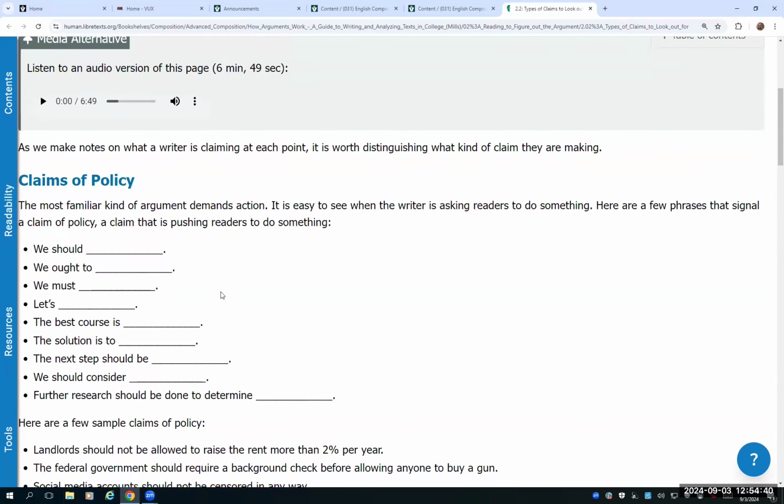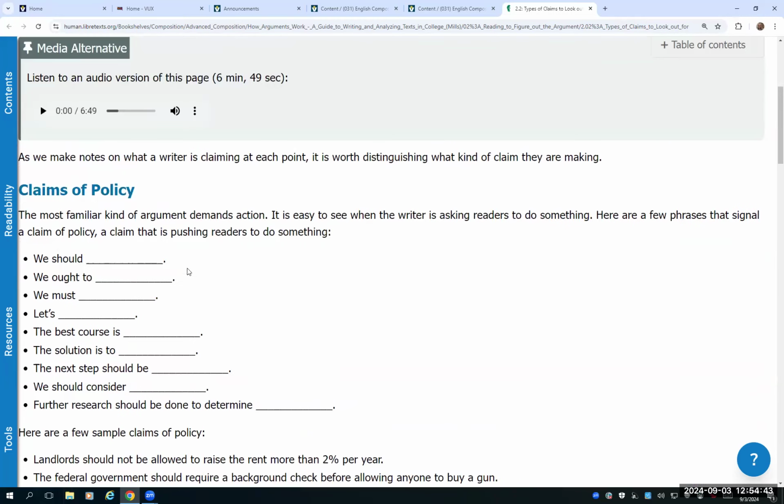So when you're reading an article, if you see sentences that look like some of the things that we have on this list in our notes: we ought to, we must, let's, the best course is, the solution is to, the next step should be, we should consider, further research should be done. All of these kinds of sentences that start out like this tell us that the author is making a claim of policy. They want something to be done about whatever topic it is they're writing about.